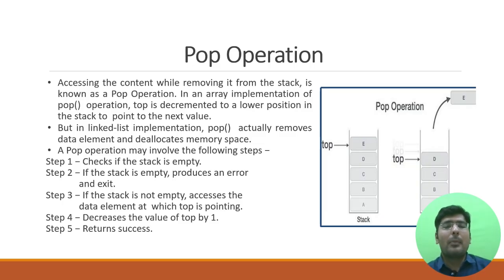A pop operation may involve the following steps. The first step is very simple. We have to check whether the stack is empty or not. If the stack is empty, there is nothing inside, so we cannot remove anything from it. Then it will produce an error and exit. In step 3, if the stack is not empty, we access the data element at which top is pointing, because we have to remove the top element. So we remove the top element, decrease the pointer by 1 and return success.